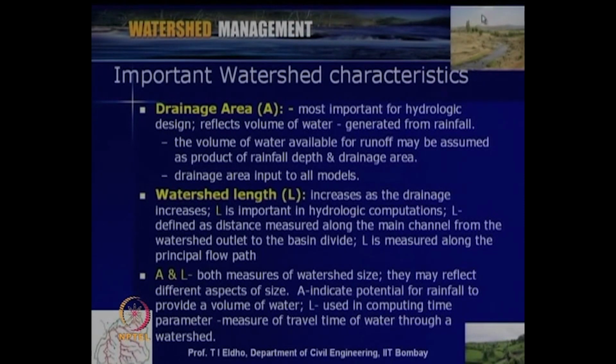As I mentioned, time of concentration is the time required for water to reach from the water divide to the watershed outlet. So, it is a measure of travel time of water through a watershed. Two important parameters as far as watershed modeling is concerned are the drainage area and the watershed length.